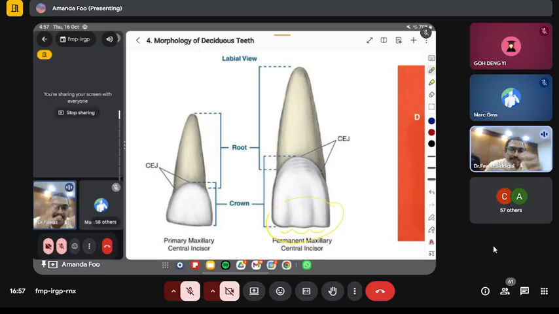Okay, let me rephrase it. The crown of the primary tooth resembles a geometric shape, and the crown of the permanent resembles another geometric shape. Which shape are we talking about for primary and for permanent?